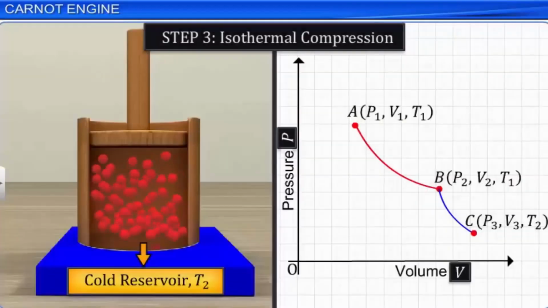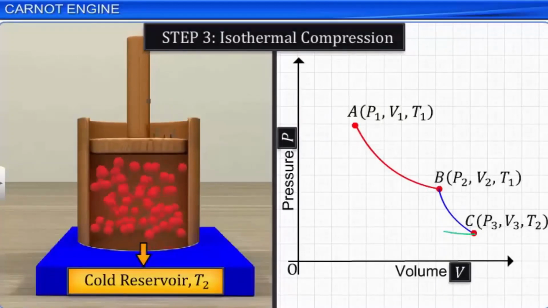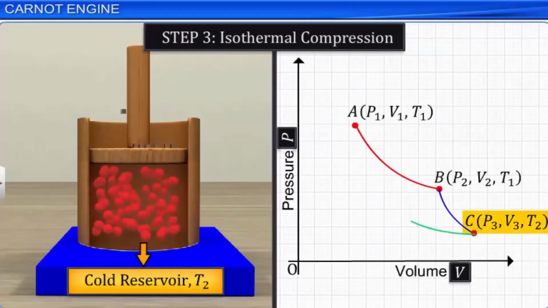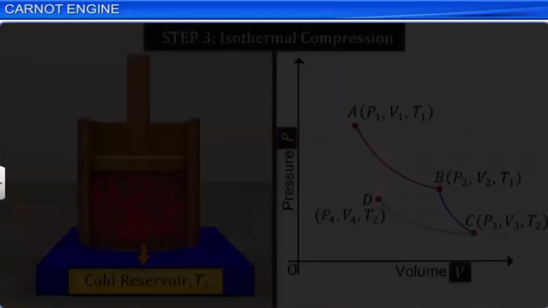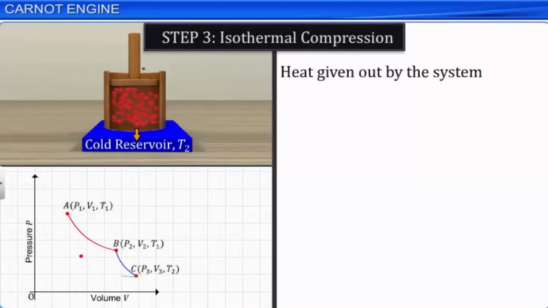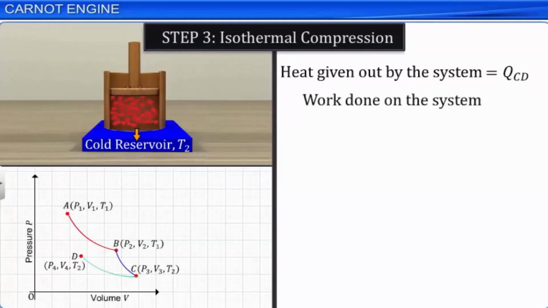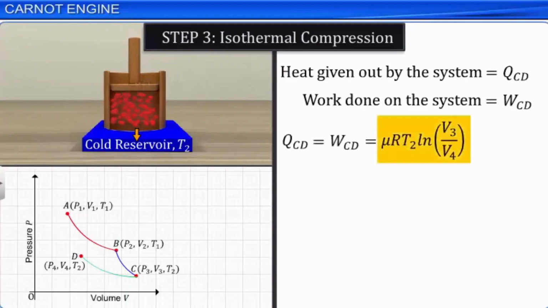Assume that during the process, the state of the system is taken from C (P3, V3, T2) to D (P4, V4, T2). Let the heat given out by the system to the cold reservoir be QCD, and the work done on the system be WCD. Since the process is isothermal, QCD is equal to WCD, which is equal to μRT2 ln(V3/V4). Let this be equation 4.